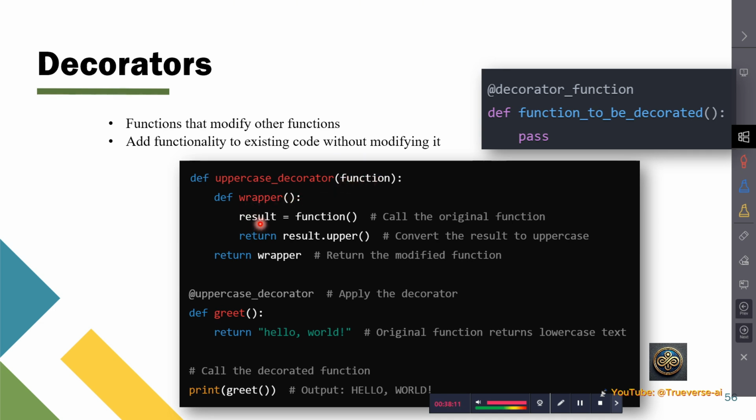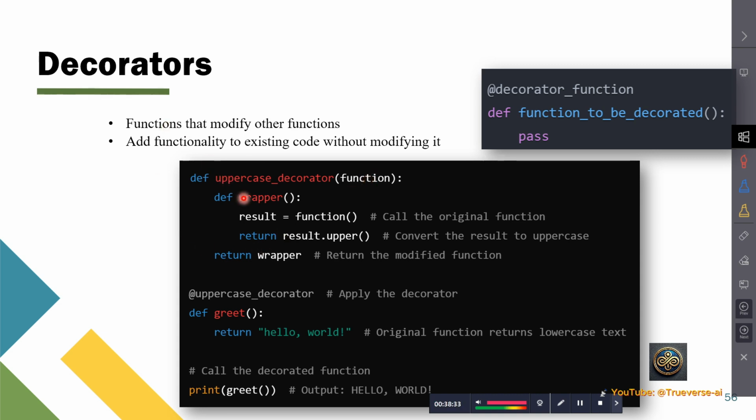So here, a decorator takes a function as an argument, and modifies its output by converting it to uppercase.